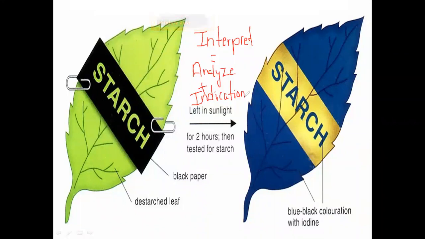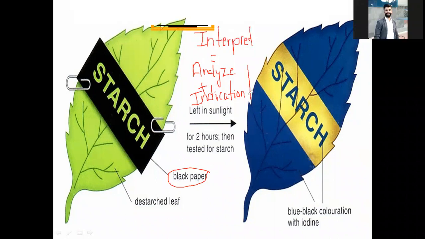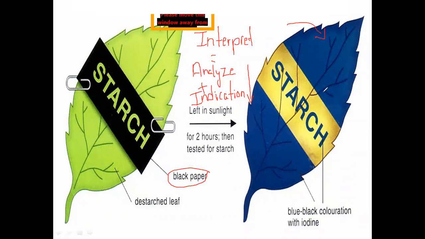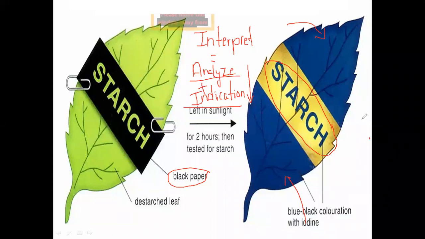So let's start with the analyze. You said after putting a leaf in sunlight for 2 hours and covering a part of it by a black paper, after 2 hours, we tested for starch. Only the part that was exposed to sunlight shows dark blue color, while the part that was covered by the black paper shows yellow color. Here I finished the analyze. Interpret: this indicates that starch was produced in the part exposed to sunlight, while it's not produced in the part that was covered by the black paper. This is the difference between analyze and interpret. In interpret, I have to add indication.